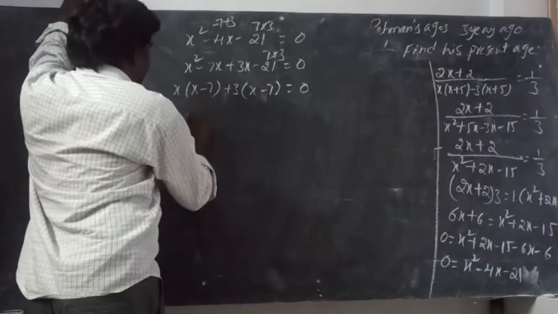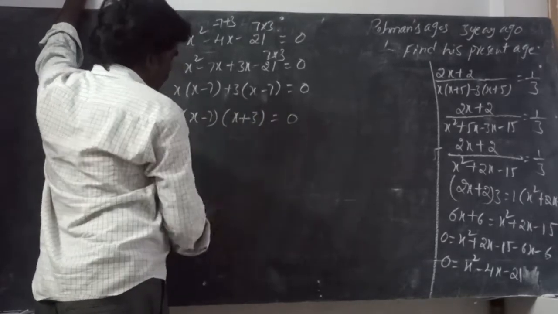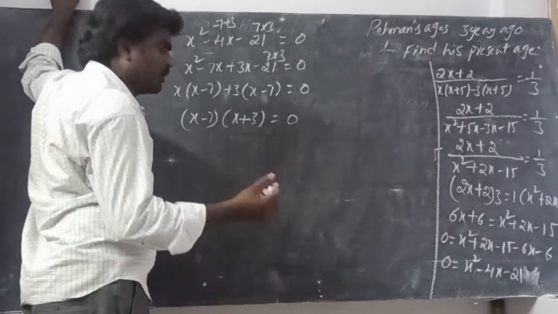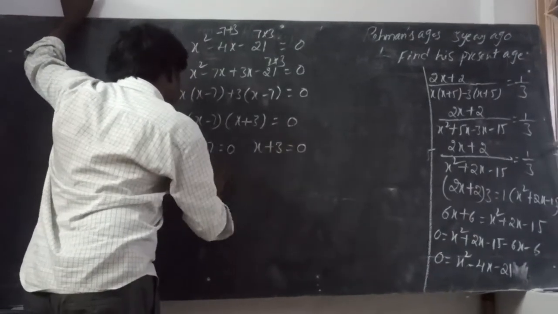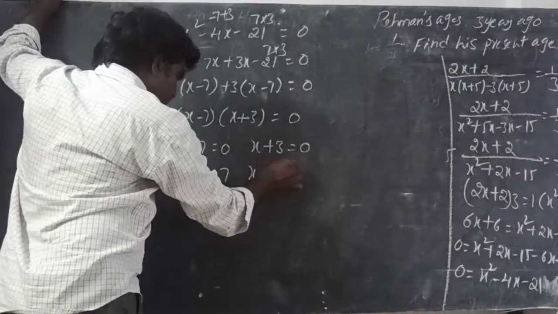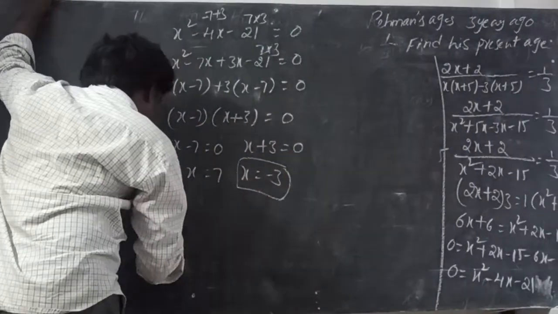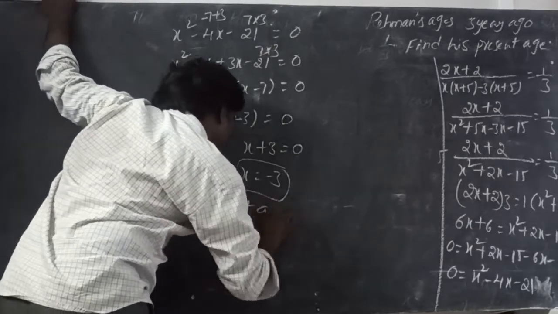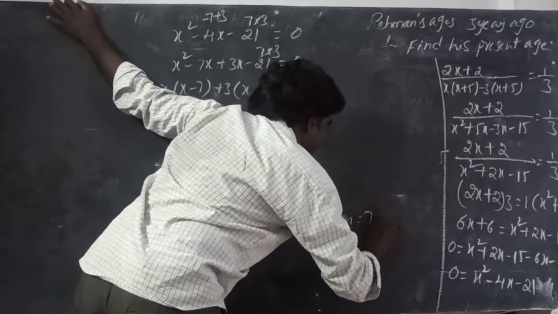So in this total, what is common? x minus 7. So x minus 7 of x plus 3 is equal to 0. So the product of two polynomials is 0. Either the first polynomial is 0 or the second polynomial is 0 or both. So x minus 7 is equal to 0, x plus 3 is equal to 0. x is equal to 7, x is equal to minus 3. Okay, so here age cannot be negative. The age is positive. So the present age of Rahman is 7 years.